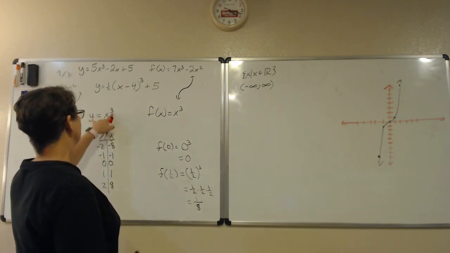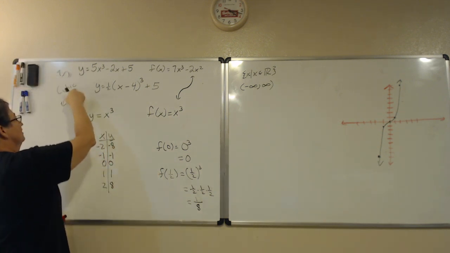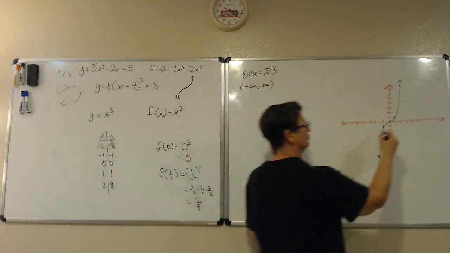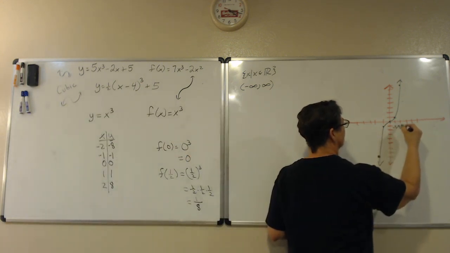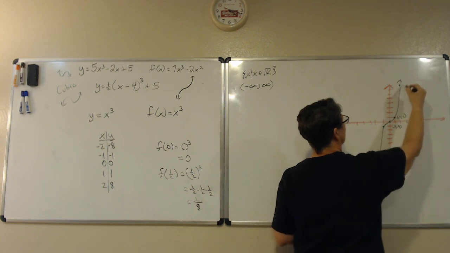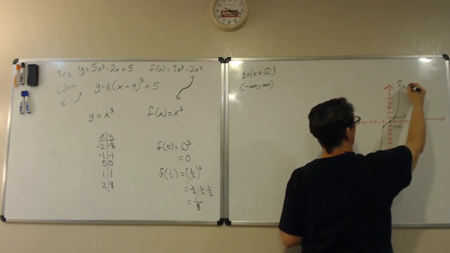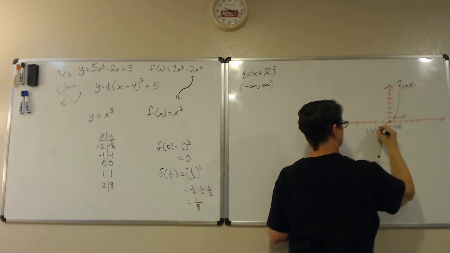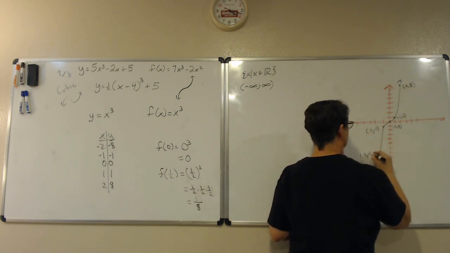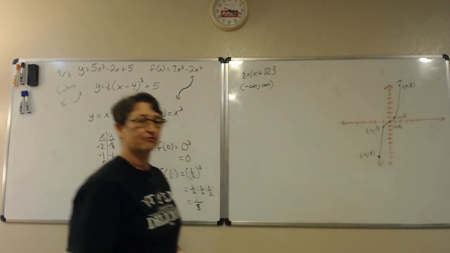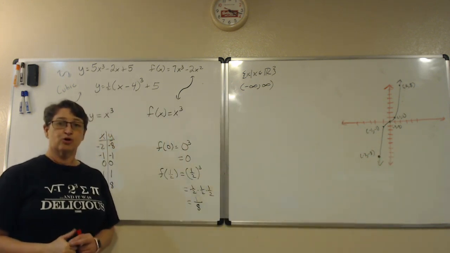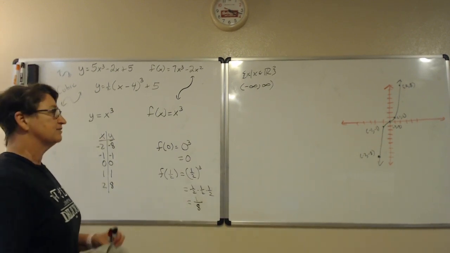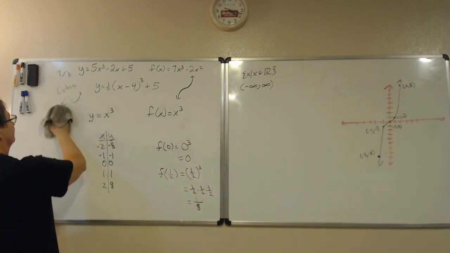So our cubic function, and here it is graphed. The only thing I need to do then is label my points. (-2, -8). Now I've graphed 4 of my parent functions. 3 more to go. All right, so next, let's look at this one.